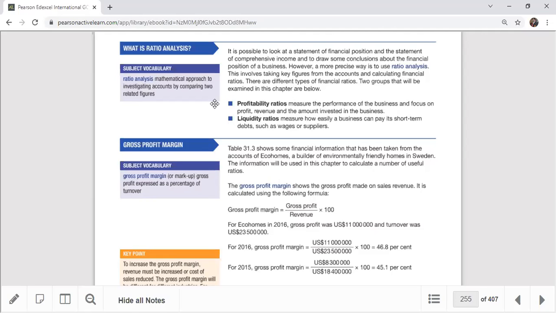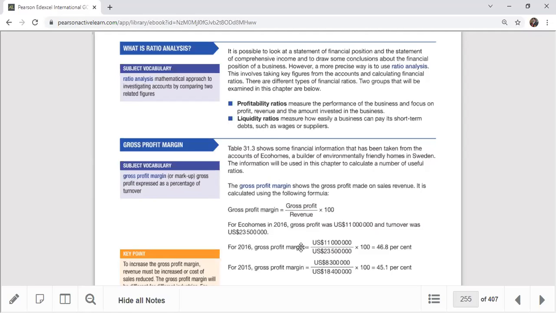The two groups that will be examined in this chapter are the profitability ratios and the liquidity ratios. Profitability ratios measure the performance of the business and focus on the profit, revenue, and the amount invested in the business. Liquidity ratios measure how easily a business can pay short-term debts, short-term loans such as wages or supplies. So these two things we are going to discuss: profitability ratios and liquidity ratios.